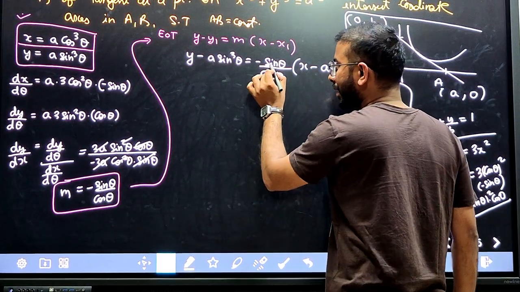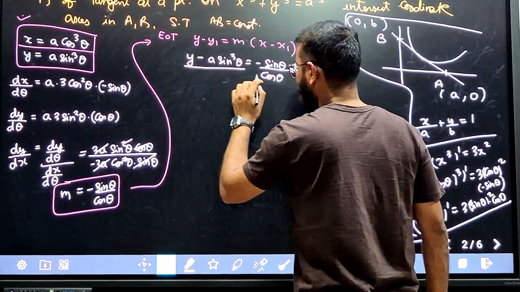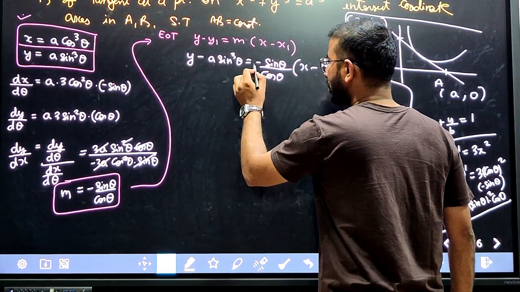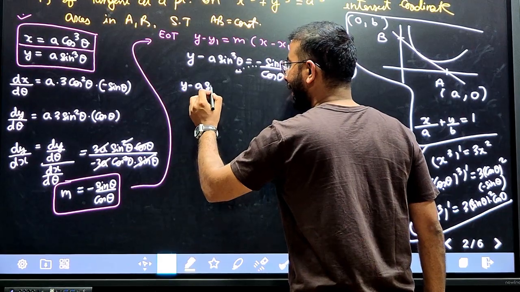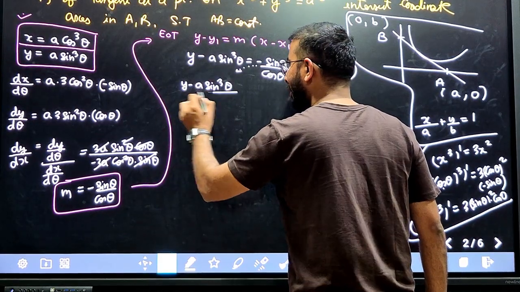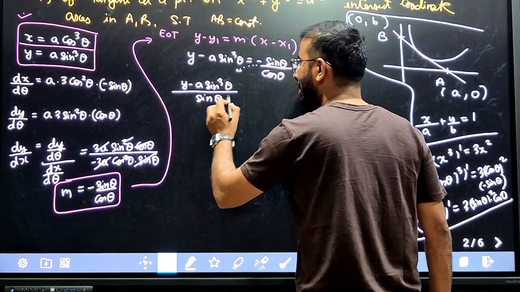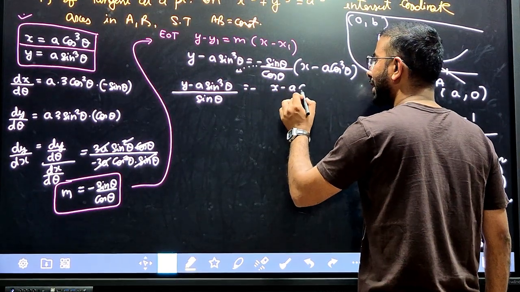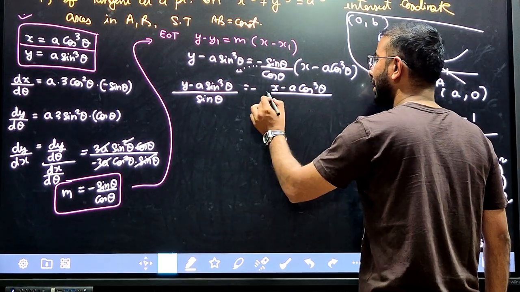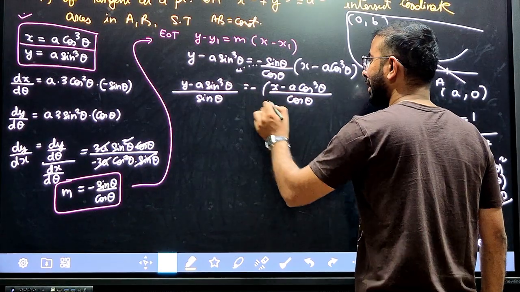Now what you will do is divide by sine theta and keep this as it is. So now this is step C. Take sine here. So what will this become? y minus a sine cube whole divided by sine theta, minus as it is. Now keep cos here. So this is x minus a cos cube theta divided by cos theta.